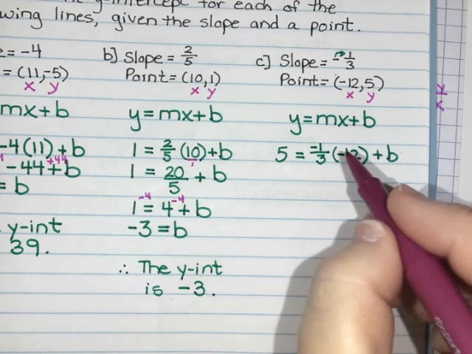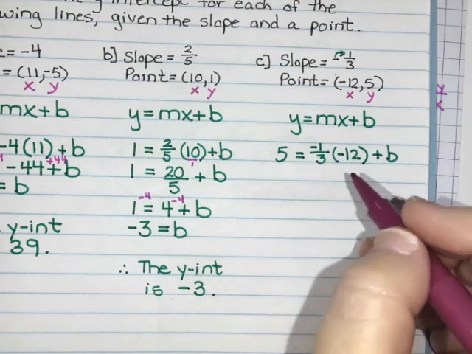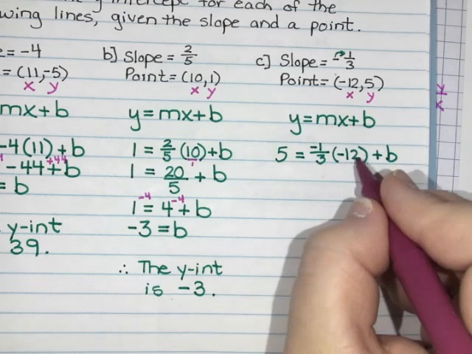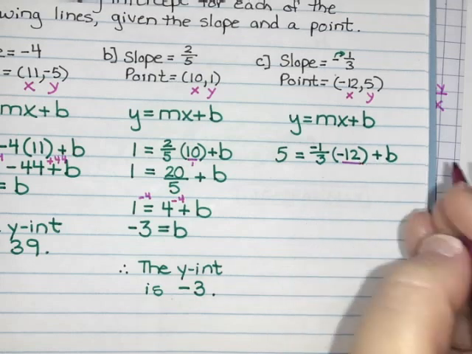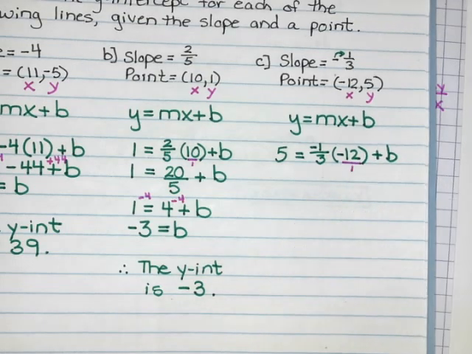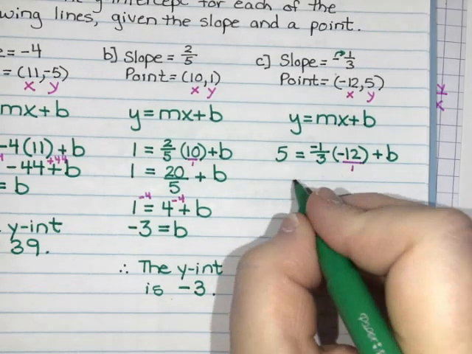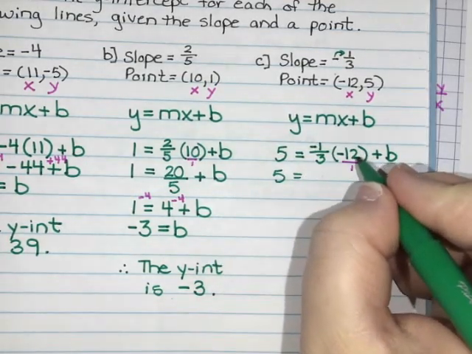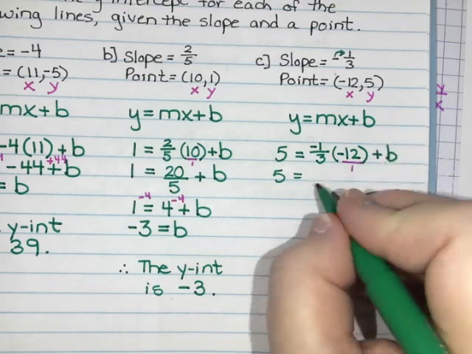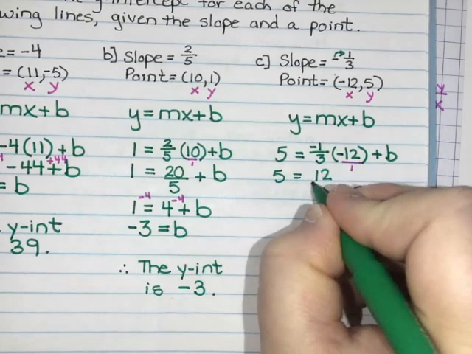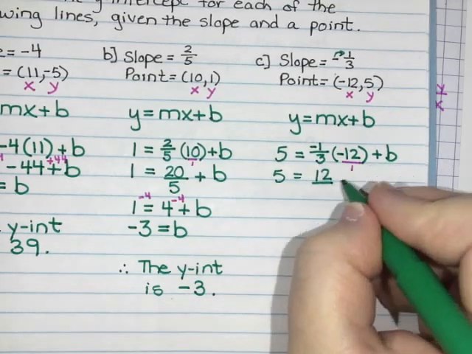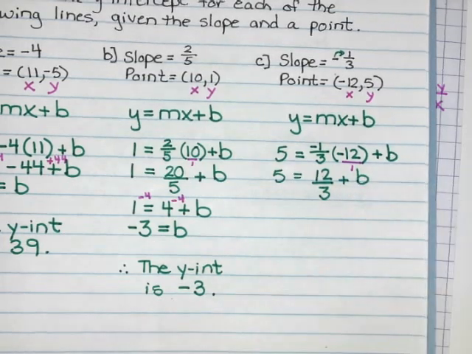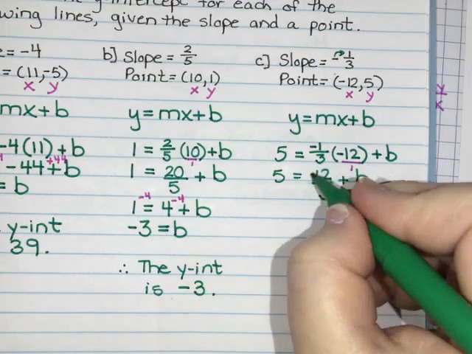I need to multiply these together. And in order to multiply fractions, we do top times top, bottom times bottom. So secretly underneath that -12 is a 1. So this is going to give me -1 times -12. Use a calculator if you need to. That's +12. And then 3 times 1, which is 3, plus b.